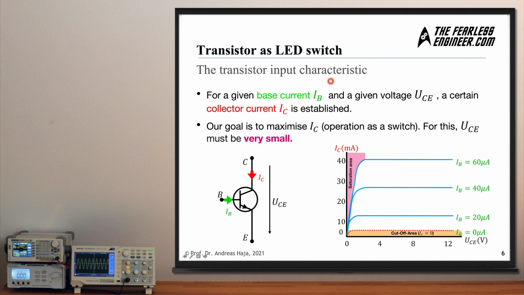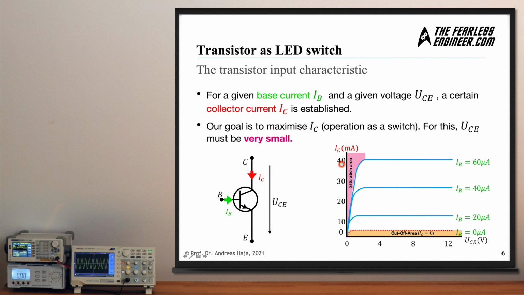Let's take a look at the transistor input characteristic curves here, which you can see here. On the x-axis you have the voltage between collector and emitter. Here on the right you can see the circuit symbol. Collector is up top, emitter is on the bottom, and UCE is the voltage drop across these 2 points here.